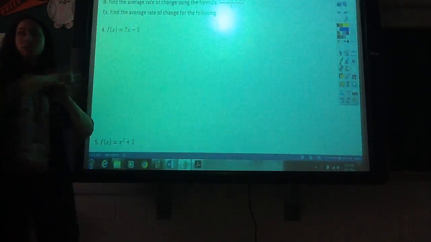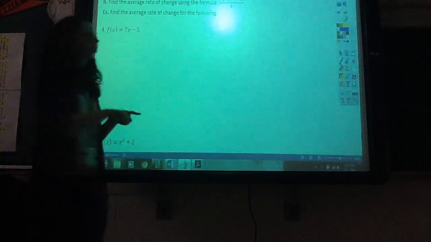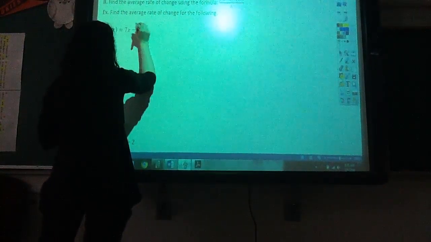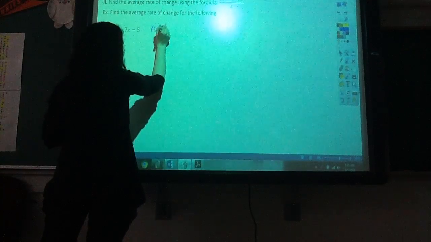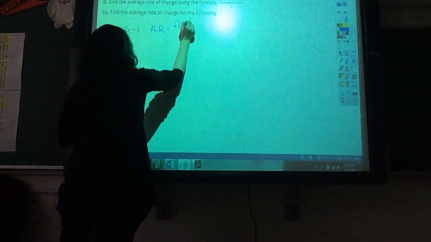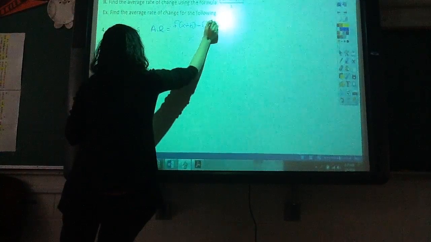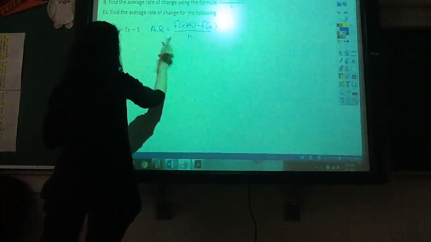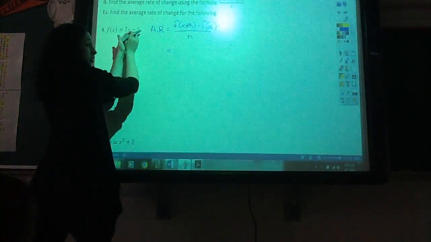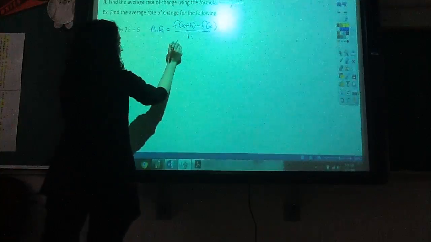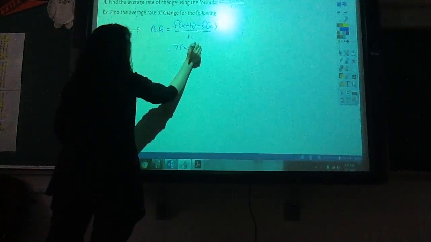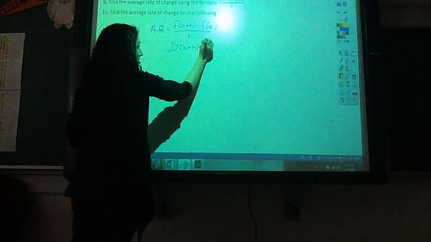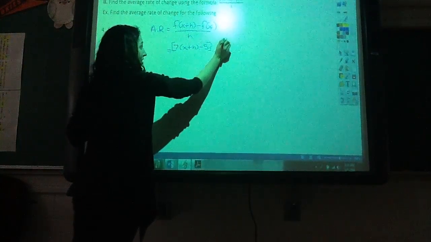So this is the very general form. If you're given absolutely no c values, then this is what you're going to work with. So I'm going to start by using this. Average rate is equal to f of x plus h minus f of x over h. So x plus h, that means I take this x and replace it with x plus h. So 7 times x plus h minus 5. This is f of x plus h minus f of x.